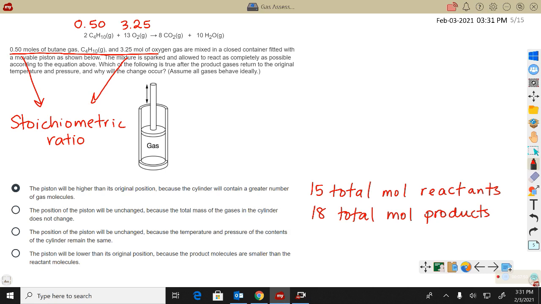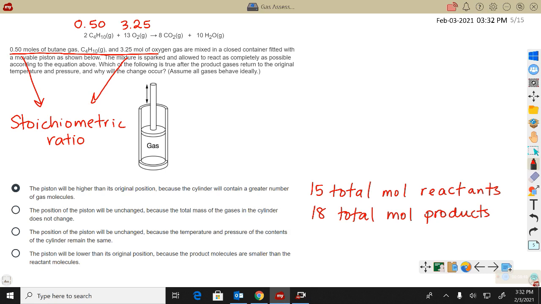Okay, so I looked at these molar quantities, and they correspond to the ratio in the balanced equation. It's just that everything would have been divided by 4. So half a mole, 3.25 moles. It's a quarter of what I would have in the balanced equation. So I do have a stoichiometric ratio, which means I don't need to deal with any excess reactant. There will not be any excess oxygen or butane left over, which means that when this reaction is complete, the 2 reactants are completely consumed, and all I have would be products.